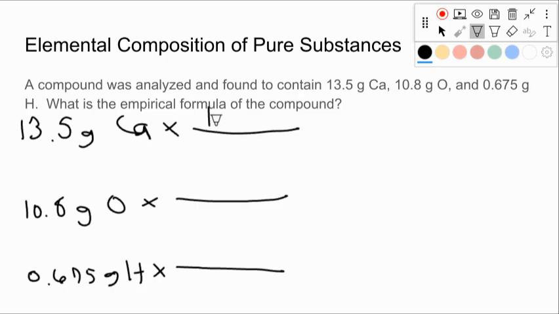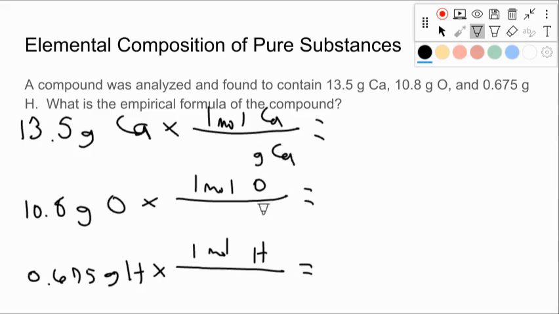Then I'm going to do a basic conversion, where I'm doing a one-step mole calculation. On the bottom is going to be my mass from my periodic table. So for hydrogen, it's 1.008. For oxygen, it's technically the 16.00. And for calcium, it is going to be 40.08. I'm going to calculate these out.